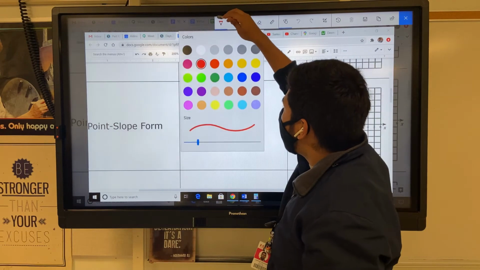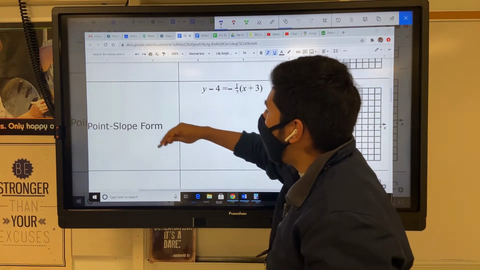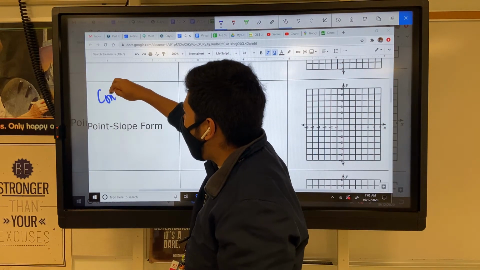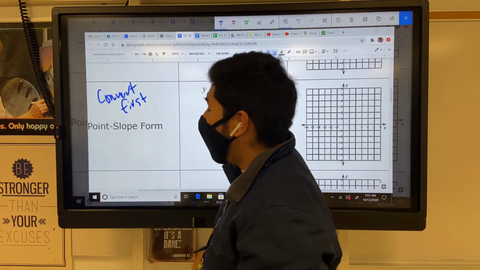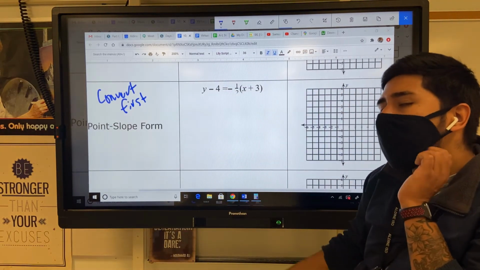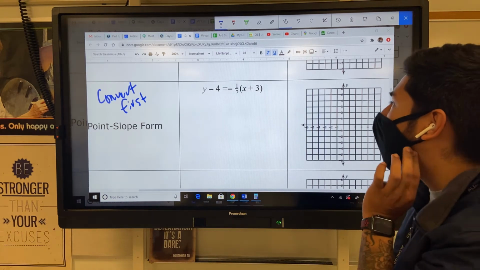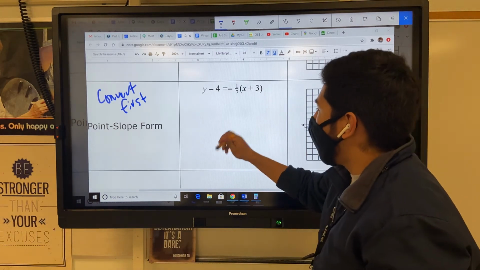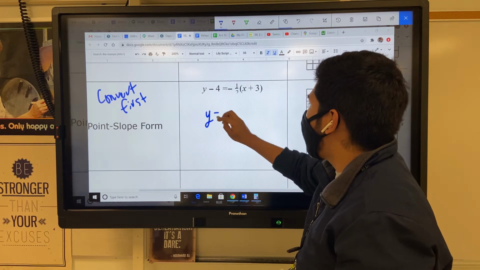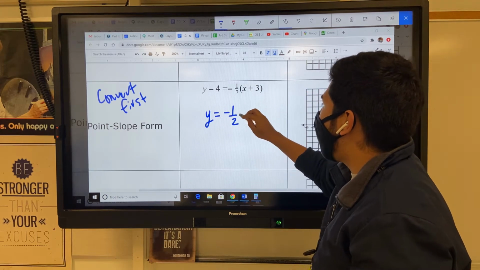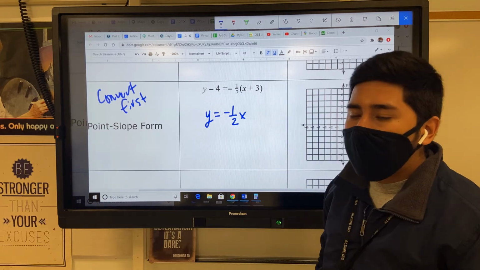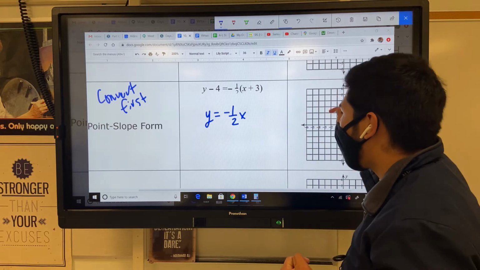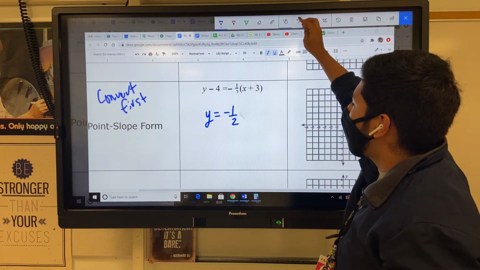Now, in the notes from Friday, I always said to convert first. And you can try converting right now, but it's not going to work, and I'll tell you why. When you convert, you can do it on your own. It's going to be y equals negative 1/2 x, and then it's going to give me a fraction. Again, we don't want a fraction as our y-intercept, so that's not going to work.